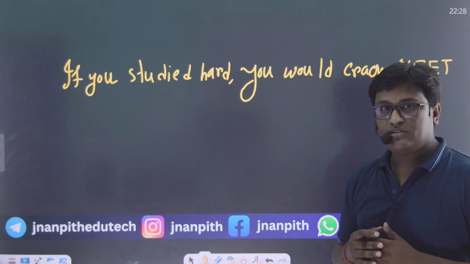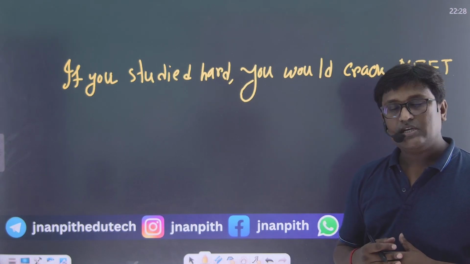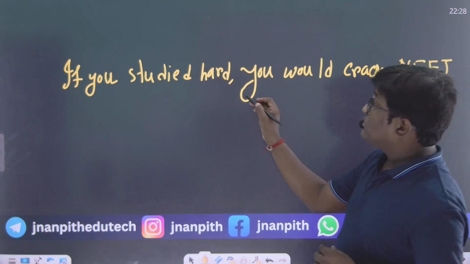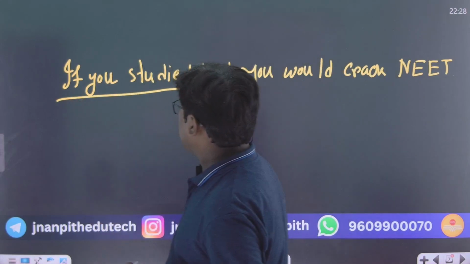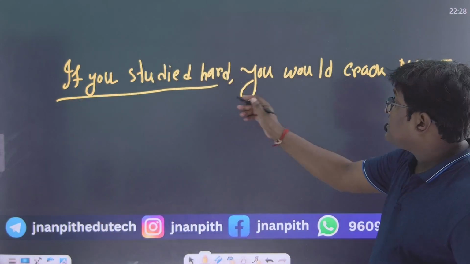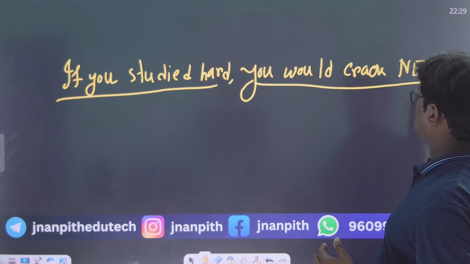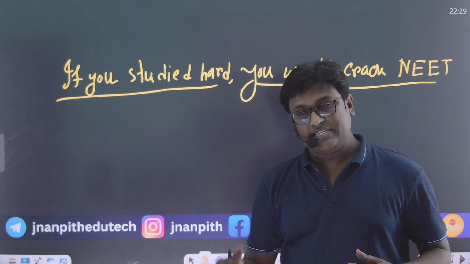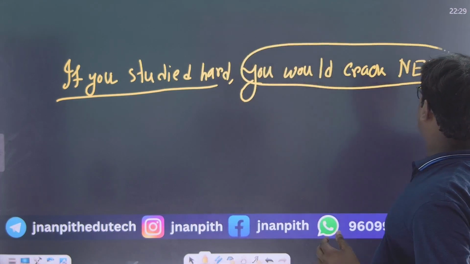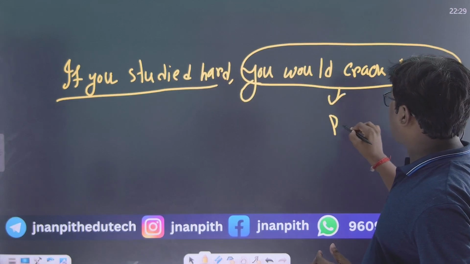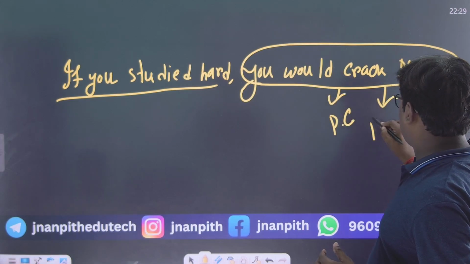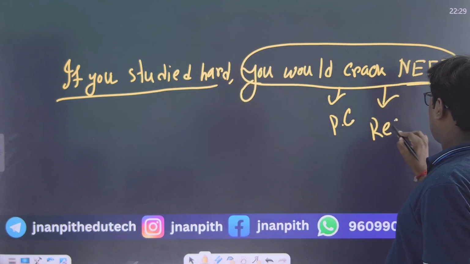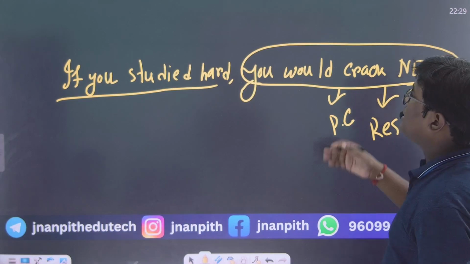The if clause is in simple past tense. It is also an example of a subordinate clause, showing a condition. The result, what is this? If you studied hard, you would crack NEET. That part is an example of a principal clause. It is also showing the result of that particular condition, and is also in past tense.